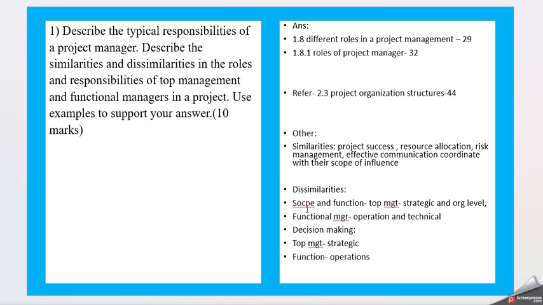So now here we will come with the dissimilarities. The scope and function part of it, when we see the top management, scope and function will be at strategic level, at organization level, whereas in the functional manager's scope and function comes as operational and technical levels. Similarly, for the decision making, top management will be the strategic decision maker, whereas the functional manager will be operational level decision making. Will be their roles and responsibilities. So you can look in this way so that you can write up more accurate answers for your question.